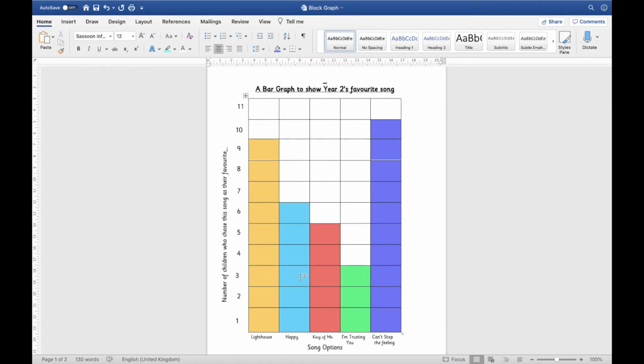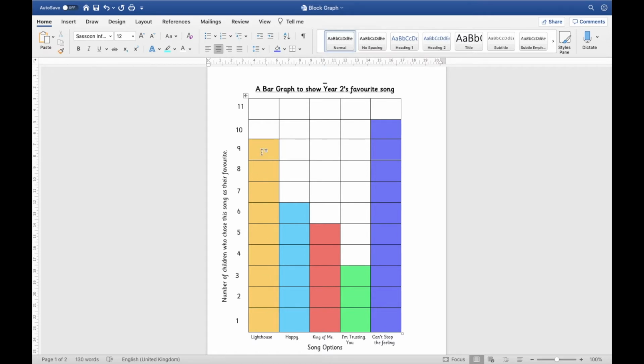Instead of writing out a big sentence saying 9 people chose Lighthouse as their favourite, people can just go to this sort of graph and they can say, okay, well there's Lighthouse and it's the yellow one, so we're going to go 1, 2, 3, 4, 5, 6, 7, 8, 9. We'll know that 9 people chose that.